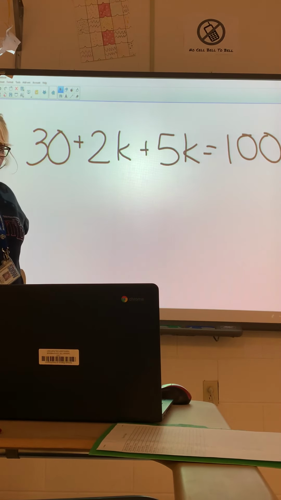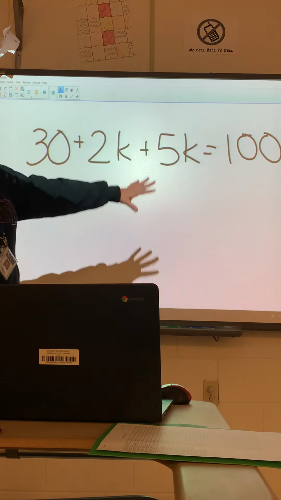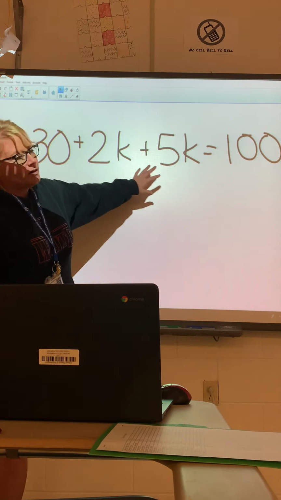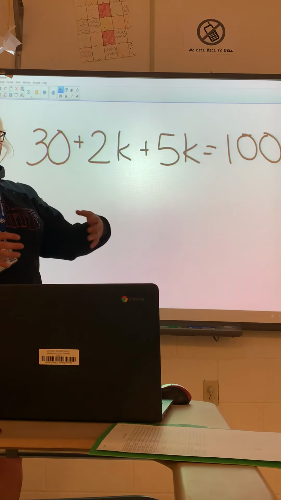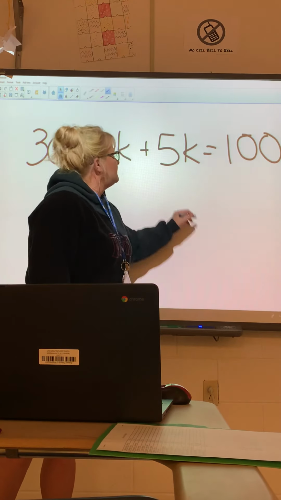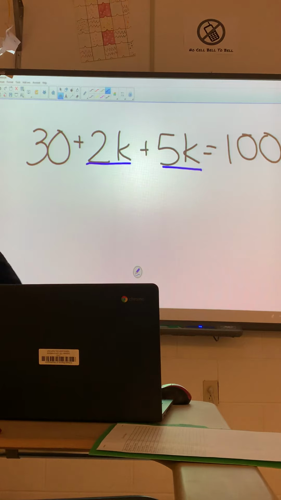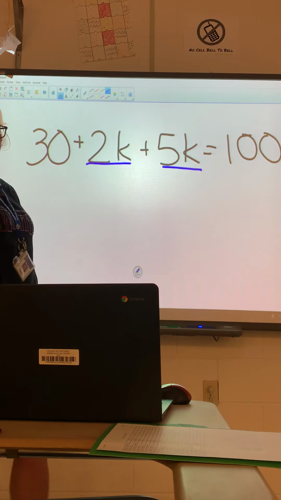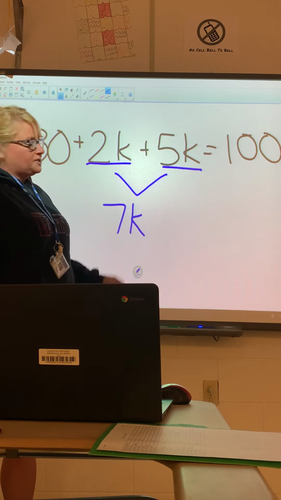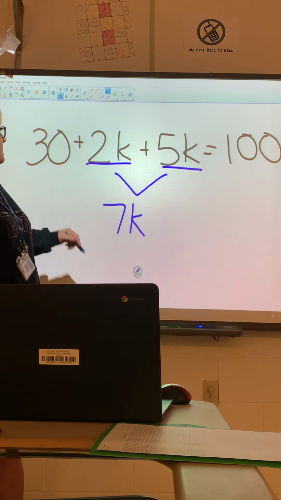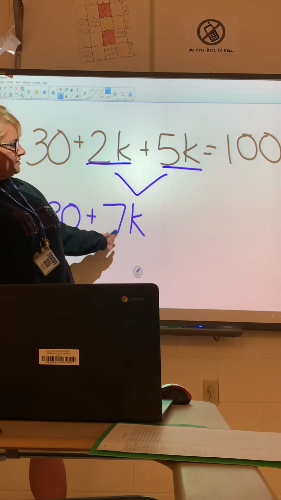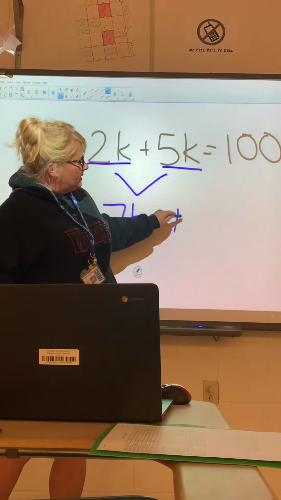So what we were doing was the inverse to get the K's by themselves. But what we have on this side right here are like terms. So before we can actually do the inverse, we have to combine these like terms. We have two sets of K's. We have 2K's and 5K's. All together, that makes 7K's. So there's our first step that we had to do. We still had this 30. It was a positive 7K, so plus 7K equals 100.